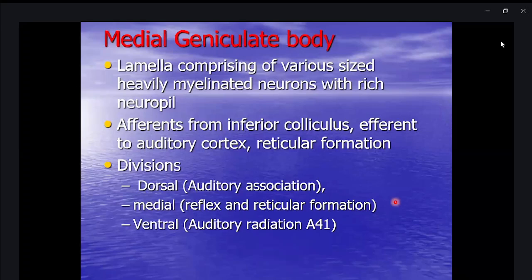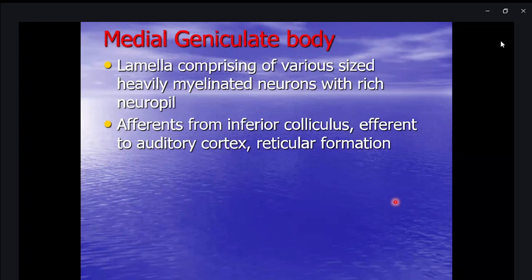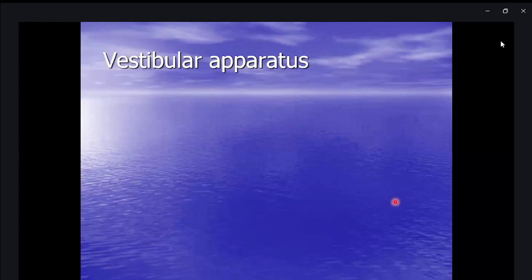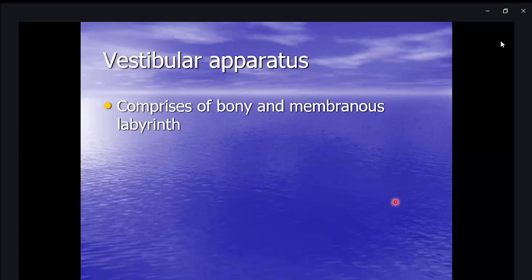So the medial geniculate body, just like we saw in the lateral geniculate body, also consists of neurons in various layers. But the layers in the medial geniculate body are not as organized as what we have in the lateral geniculate body. That is about hearing. So the cochlear nucleus is for hearing.